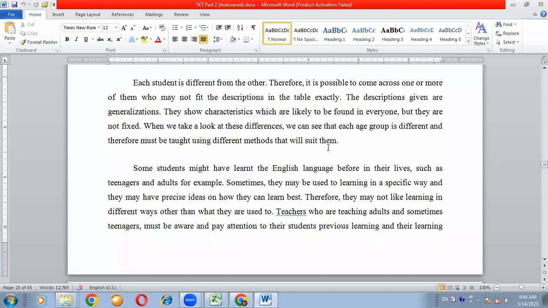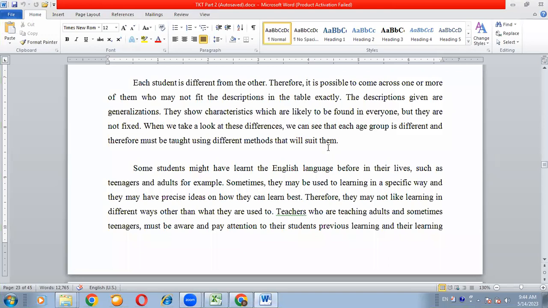However, some students might have learned English before in their life. That's previous learning experience. අපි ගාවට එන ළමයා සමහරක් වෙලාවට කලින් ඉගෙනගෙන තියෙනවා. එනිසා ඔවුන්ට හොඳ knowledge එකක් තියෙනවා.